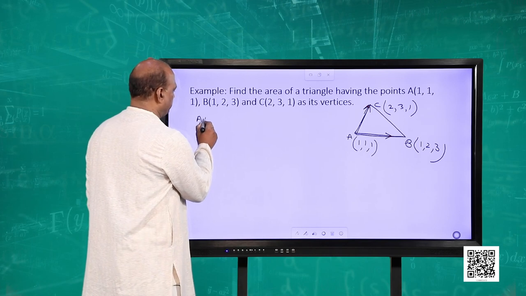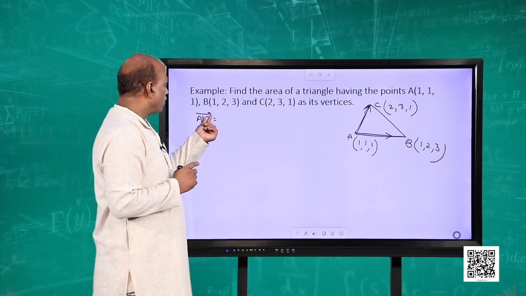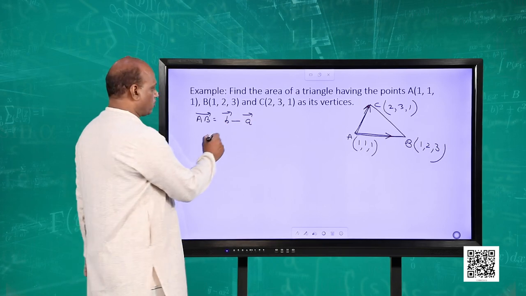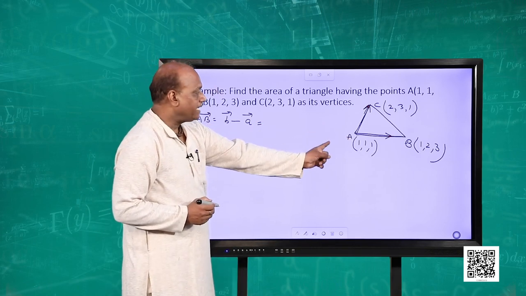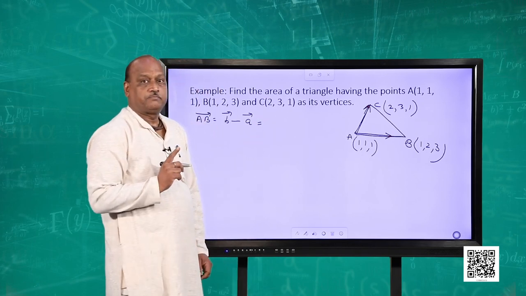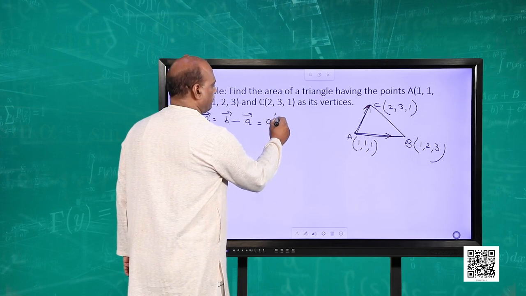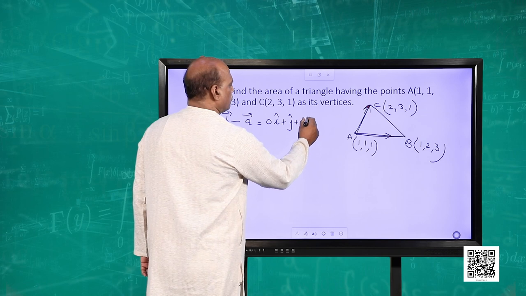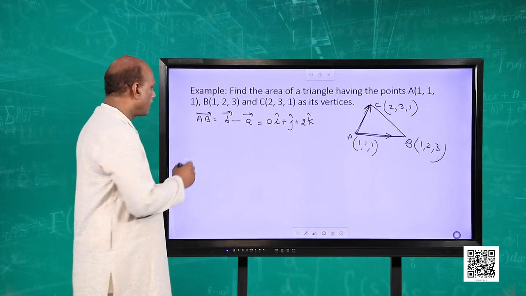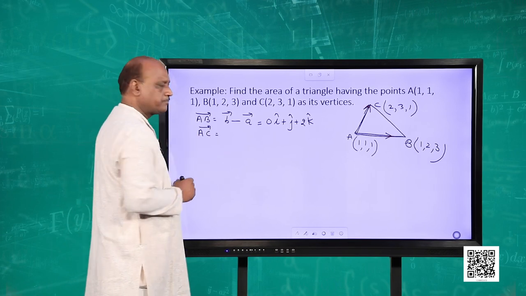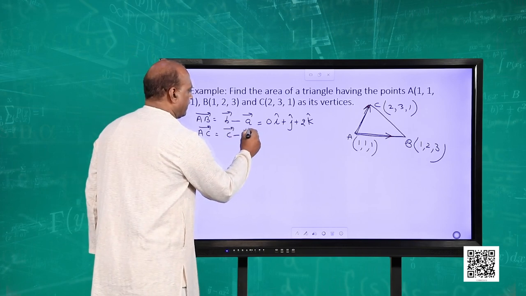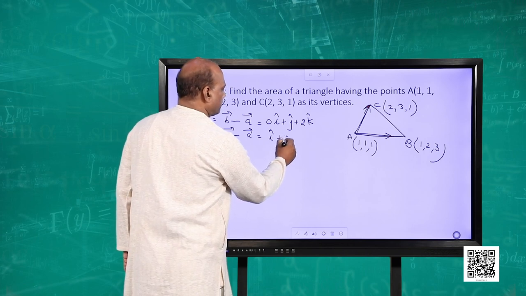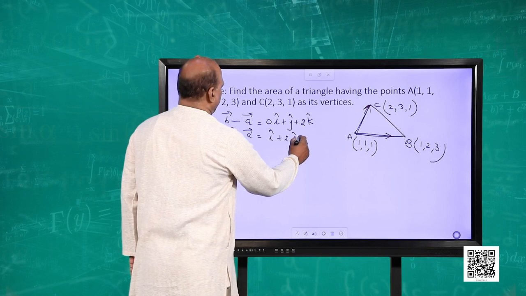Now AB equals the position vector of B minus the position vector of A, which is (1, 2, 3) minus (1, 1, 1), meaning 0 I cap plus (2 minus 1) J cap plus (3 minus 1) K cap, which is 0 I cap plus J cap plus 2 K cap. AC vector is C minus A, which is (2 minus 1) I cap plus (3 minus 1) J cap plus (1 minus 1) K cap, which is I cap plus 2 J cap plus 0 K cap.